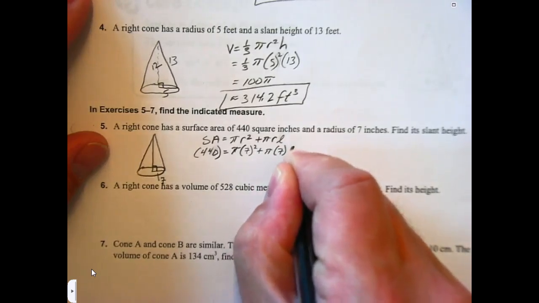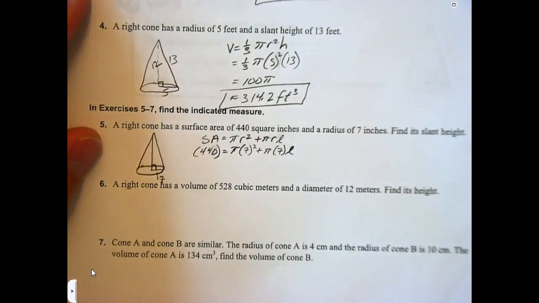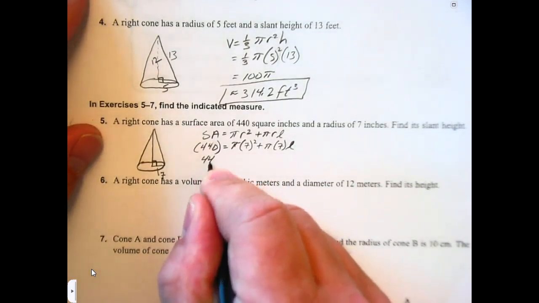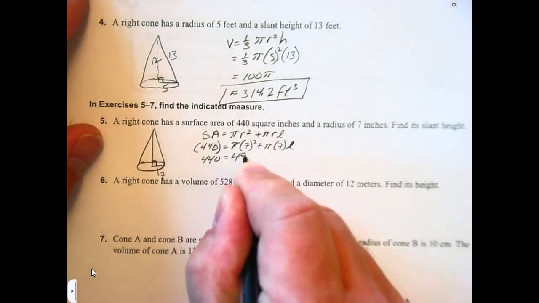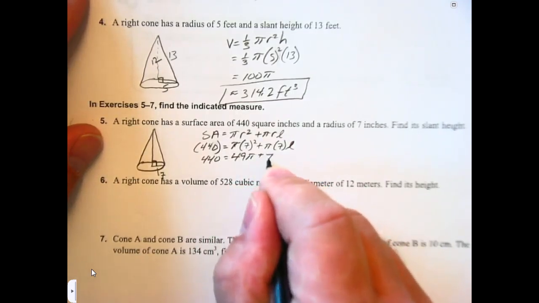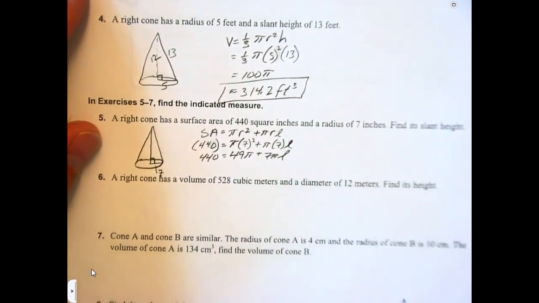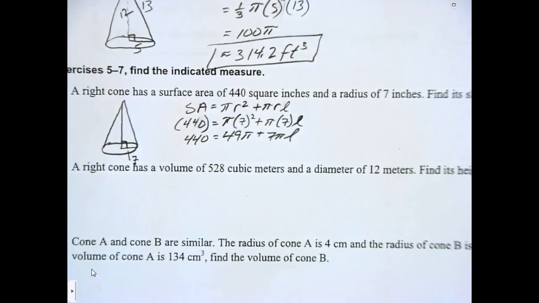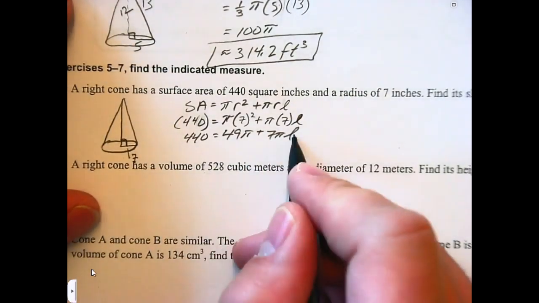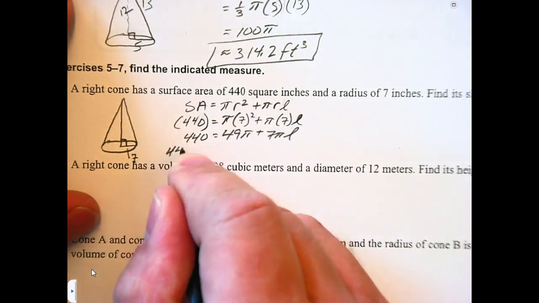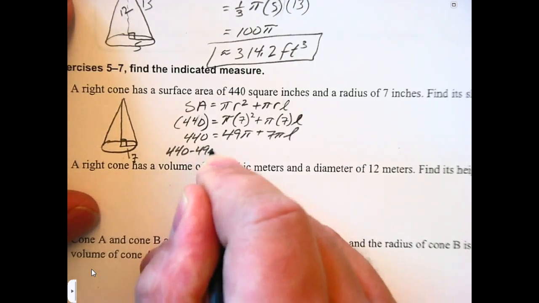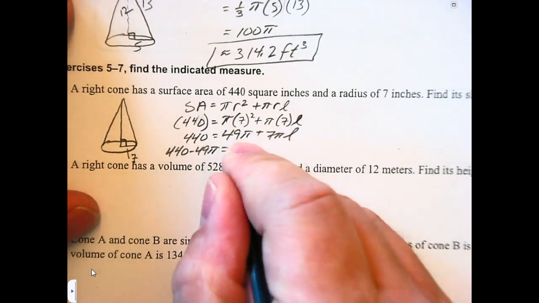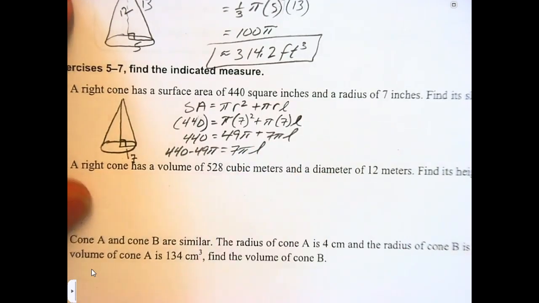Okay, so we start by just plugging all of our pieces in that we know. I got 14.865. And simplifying. You cannot combine 49 pi and 7 pi L because one has a variable and one does not. So the next step would be to subtract out that 49 pi, trying to get L by itself. So you get 440 minus 49 pi. Notice I have not calculated any of the values of pi out yet because that would mean I'd round.